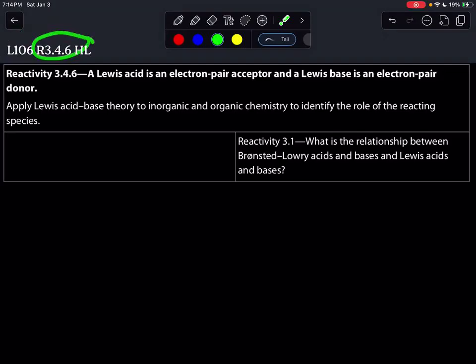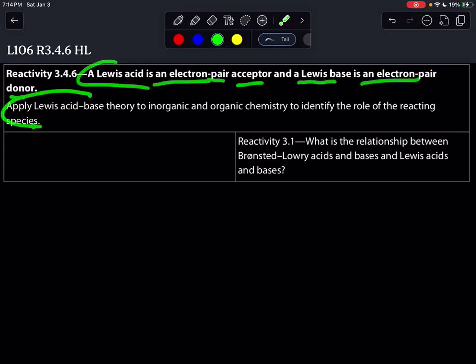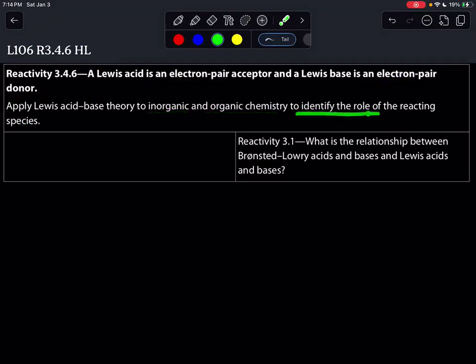Today we're going over reactivity 3.4.6. This is an HL topic. We're going to be talking about how a Lewis acid is an electron pair acceptor and a Lewis base is an electron pair donor. And we'll be able to apply Lewis acid-base theory to inorganic and organic chemistry to identify the role of the reacting species.